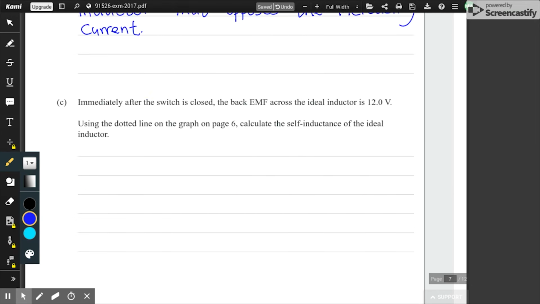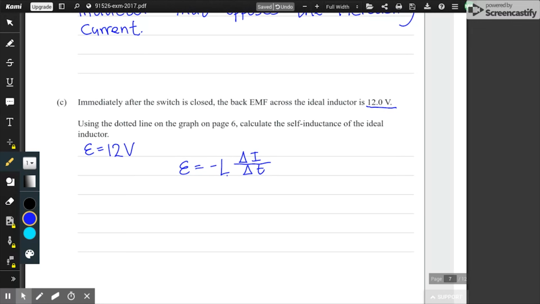Immediately after the switch is closed, the back EMF across the ideal inductor is 12 volts. Using the dotted line on the graph on page 6, calculate the self-inductance of the ideal inductor. So we know that our EMF is 12 volts. And the equation that we're going to be interested in is on your formula sheet, and it is that the EMF is equal to negative the self-inductance multiplied by the rate of change of current.